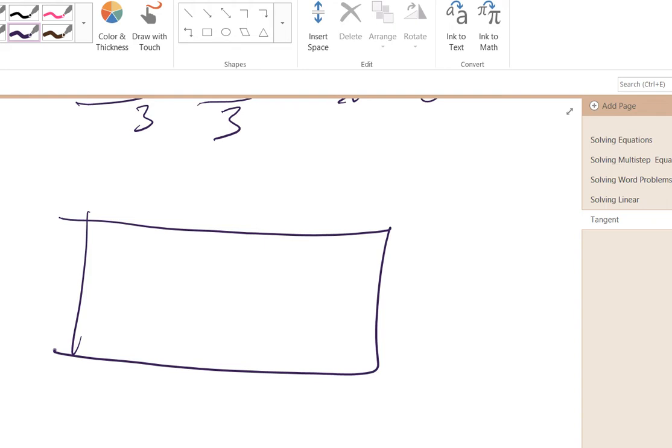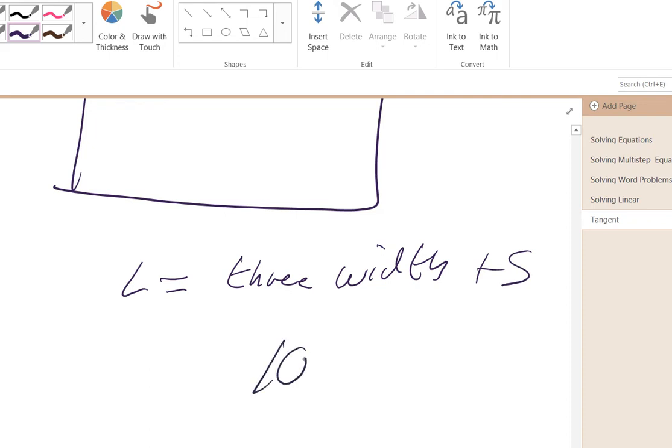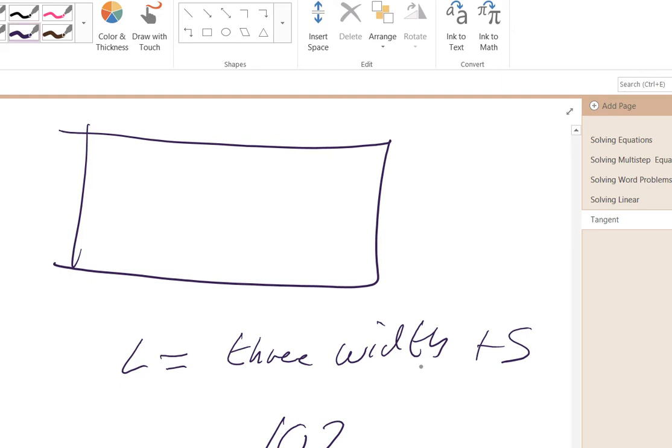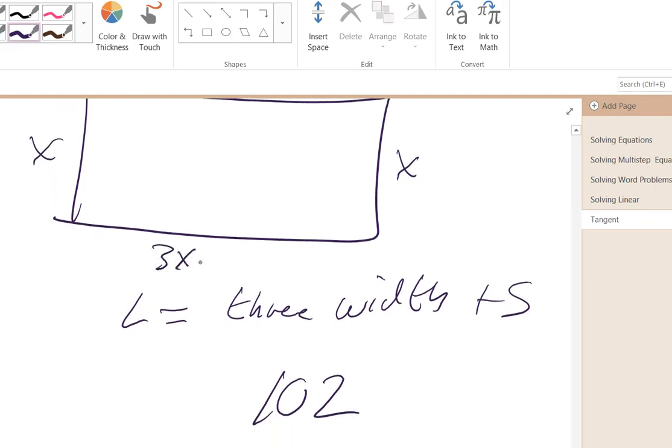Okay. Let's see. So if there's something where it says the length is 3 times the width, plus 5, and the perimeter is 102. Okay, so in that case, the length is what you know is 3 times the width, so we'll let the width be x, and we'll let the length be 3x, plus 5.